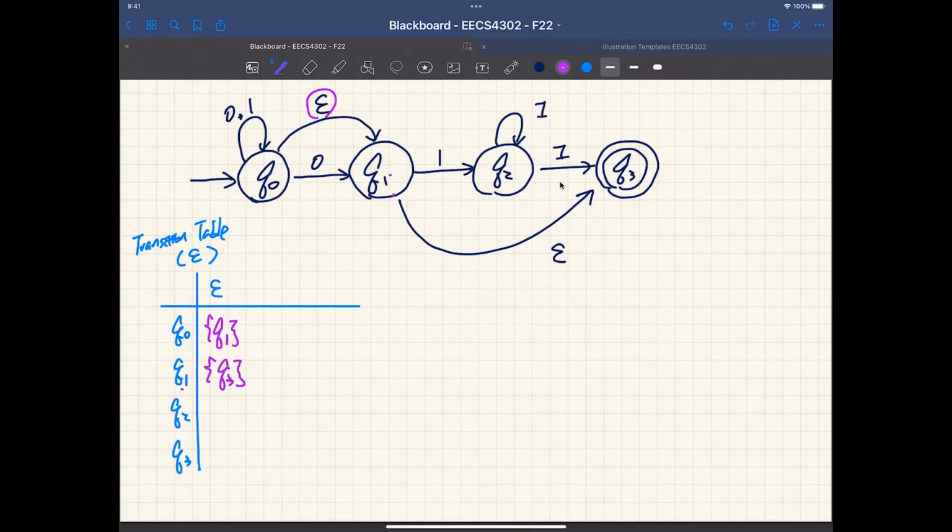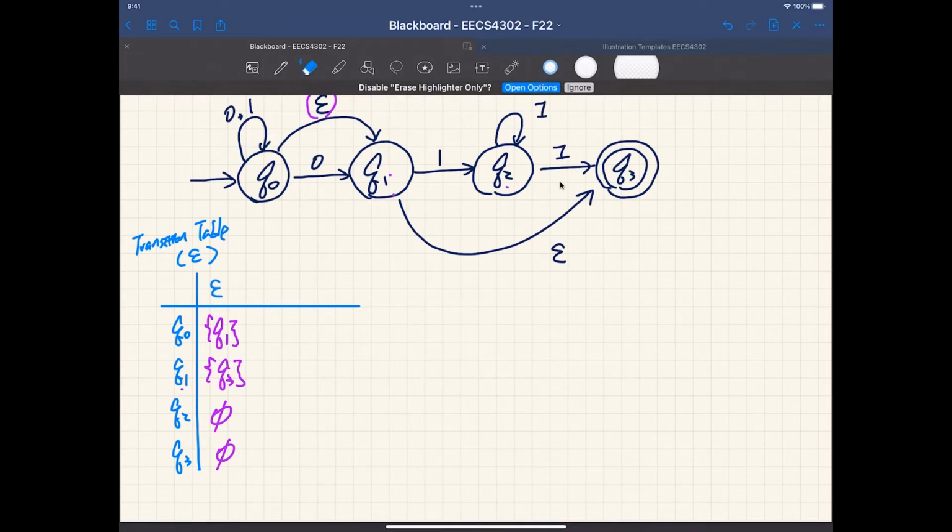One more. From Q2, if you take epsilon, nothing, right? Empty. From Q3, no epsilon transition defined, empty. I'm sure you can complete the rest. So this one is not too bad. Let's save some time by going over to the next one.